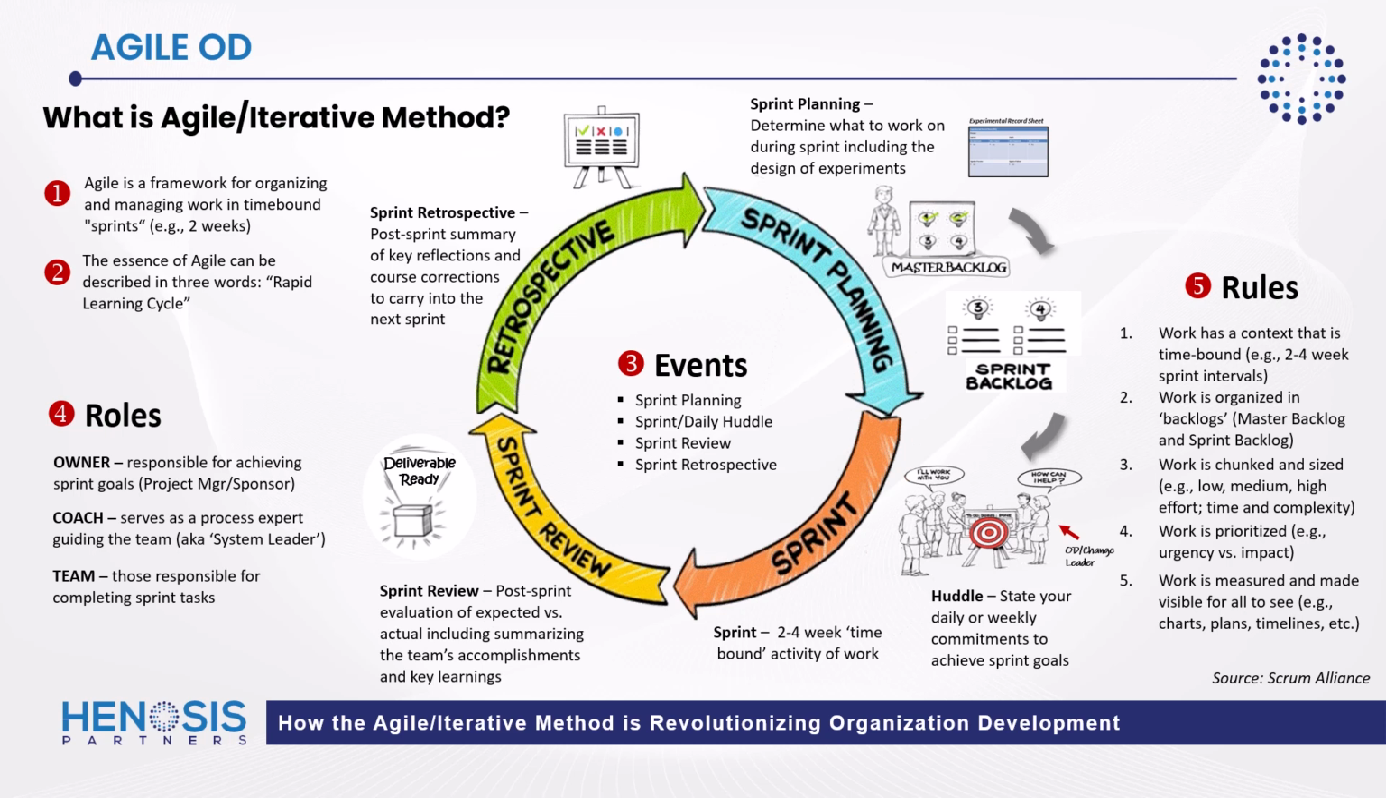In addition to that, when leveraging the Agile framework, we chunk work into low, medium, and high effort in terms of time and complexity. We also prioritize work in terms of urgency versus impact. And finally, the Agile framework is synonymous with visual management, where work is measured and made visible for all to see. So in summary, the Agile framework is a framework for organizing and managing work in time-bound sprints. It's a framework that can be described as a rapid learning cycle that is comprised of 4 events, 3 primary roles, and a lightweight set of governing rules.